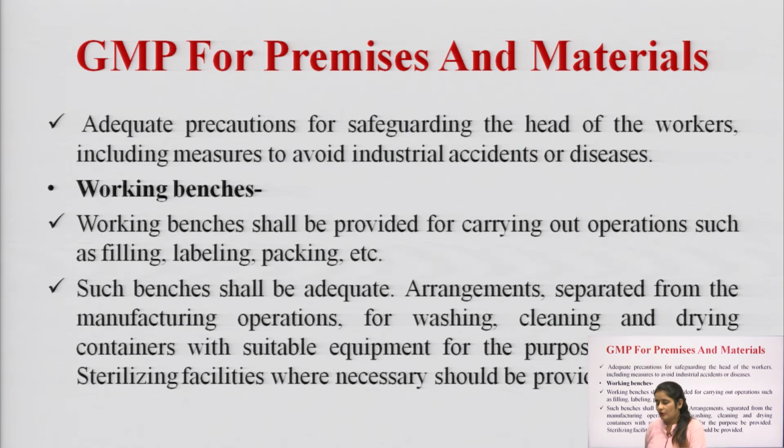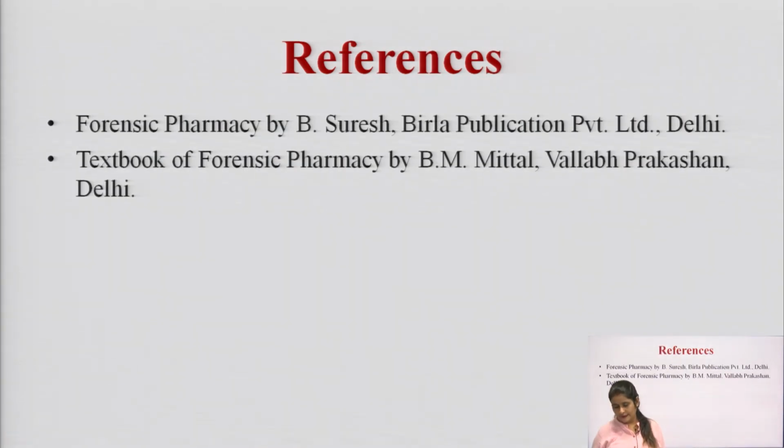Working benches are also a basic requirement, or you can say a general requirement, of good manufacturing practices. Working benches shall be provided for carrying out operations such as filling, labeling and packing of the material. Such benches shall have adequate arrangements, separated from the manufacturing operations, for washing, cleaning and drying the containers, with suitable equipment provided for the purpose, and sterilizing facilities should be provided where necessary.